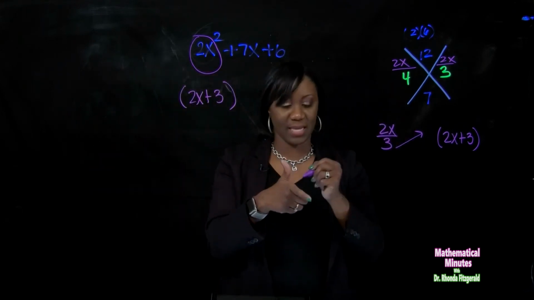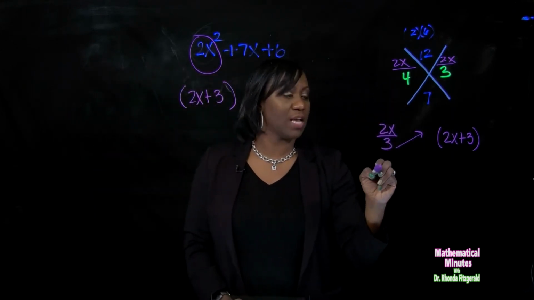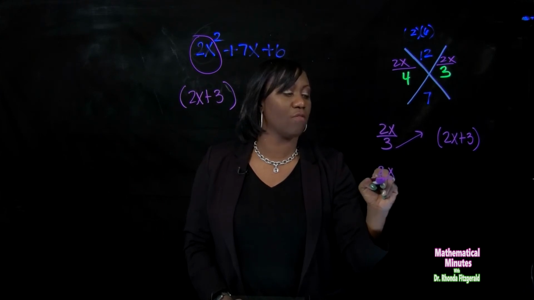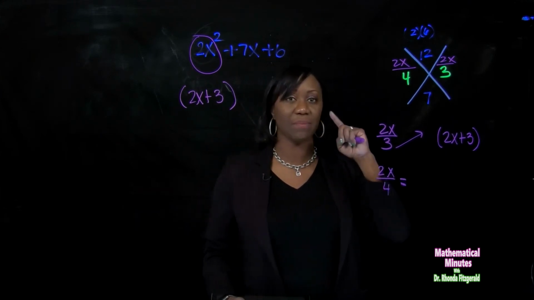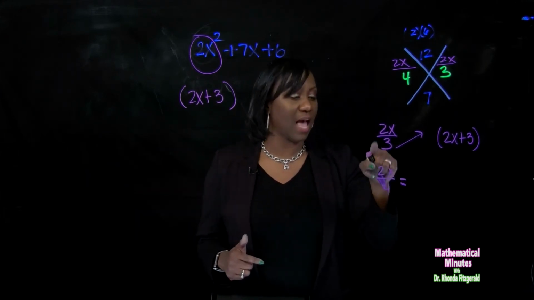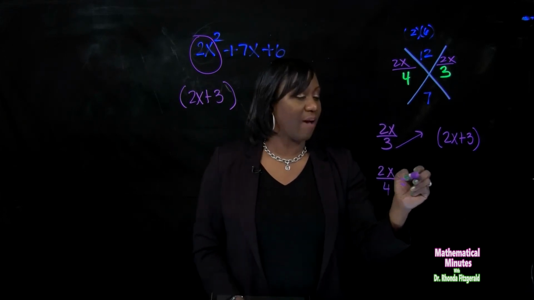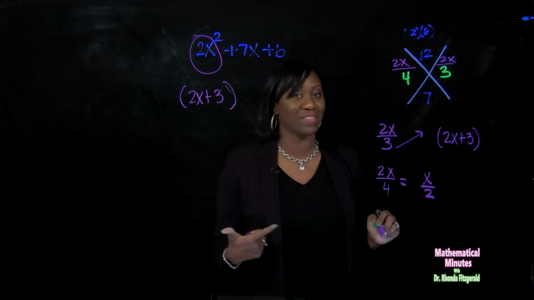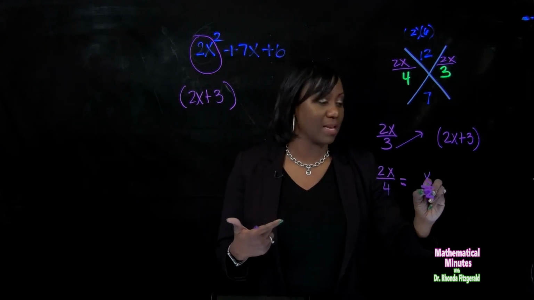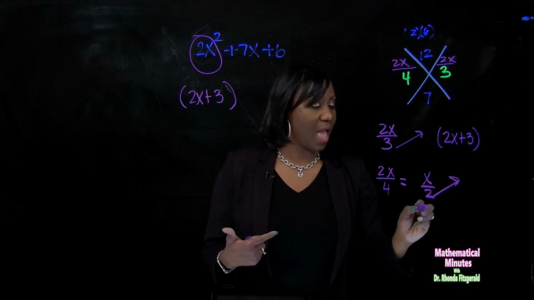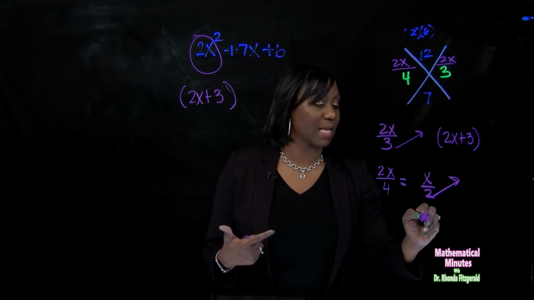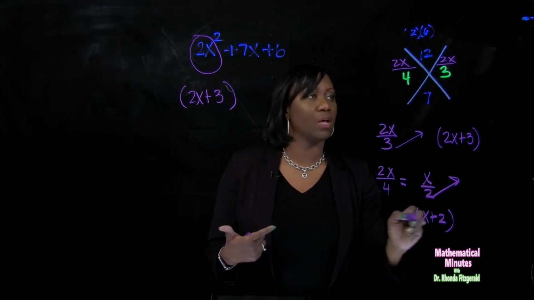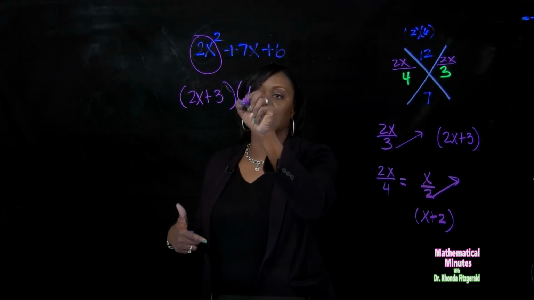My next factor is 2x over 4. And how does this simplify? This simplifies as 1/2, or x over 2. So now that we have this simplified, we once again slide over. And this factor becomes x plus 2. So my last factor becomes x plus 2.